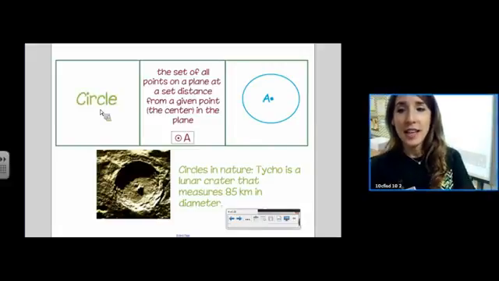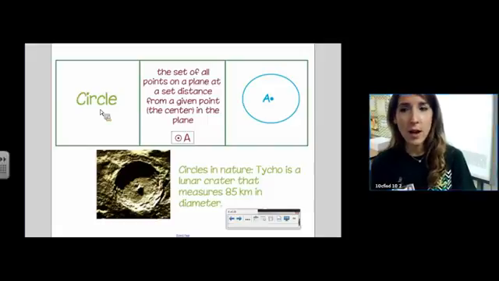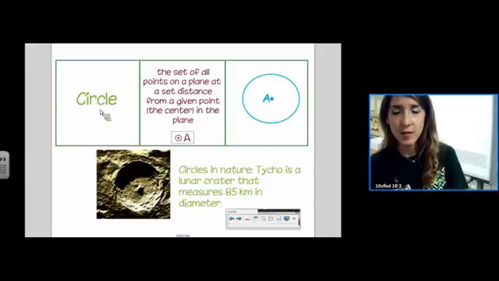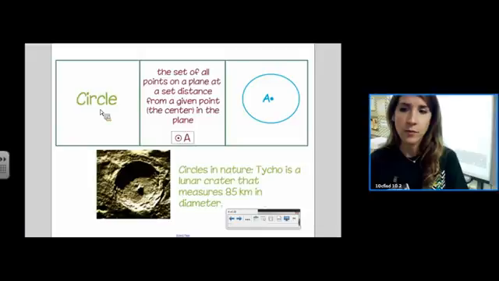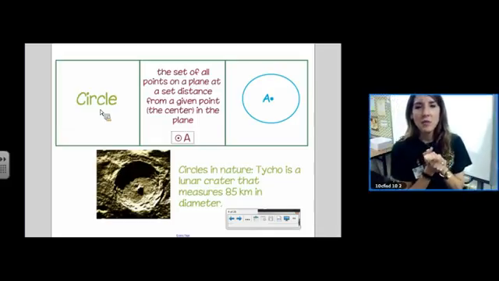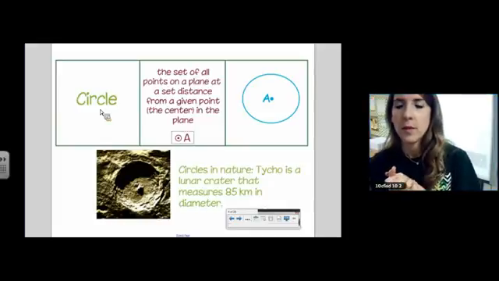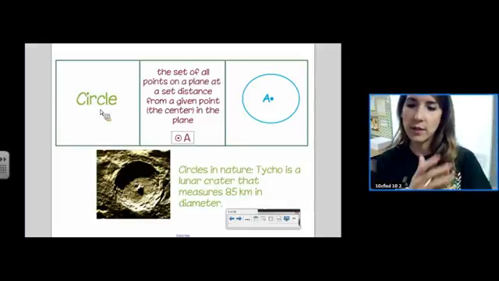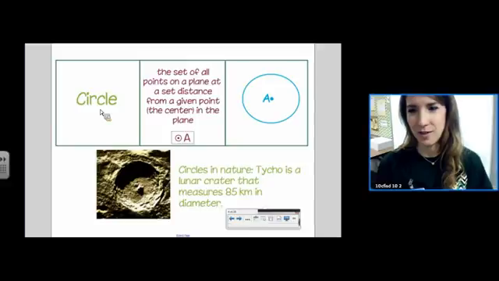A circle is the set of all points on a plane at a set distance from a given point, which is the center in the plane. How do you think you name a circle? How do you call one circle different from another one? How do you name a circle?